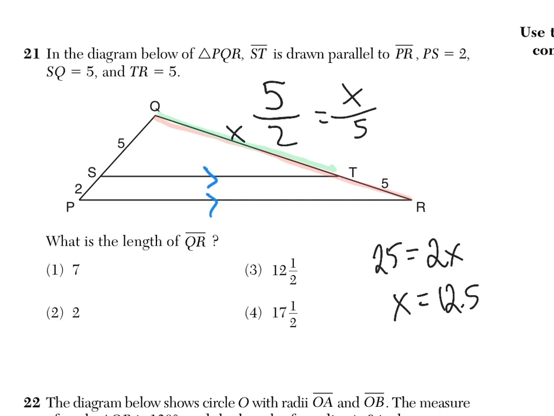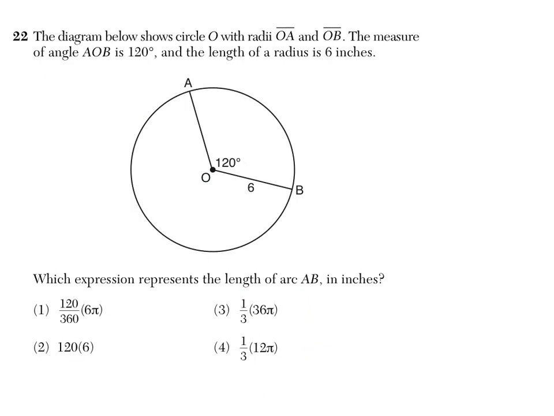Is 12 and a half our answer, or is that not what it's looking for? I can see it says, what is the length of QR? And again, that's that sort of red segment that I highlighted earlier. So we know that QT is 12 and a half. That means that QT plus TR is 17 and a half, right? 12 and a half plus 5 is 17 and a half. Option 4 is our correct answer.